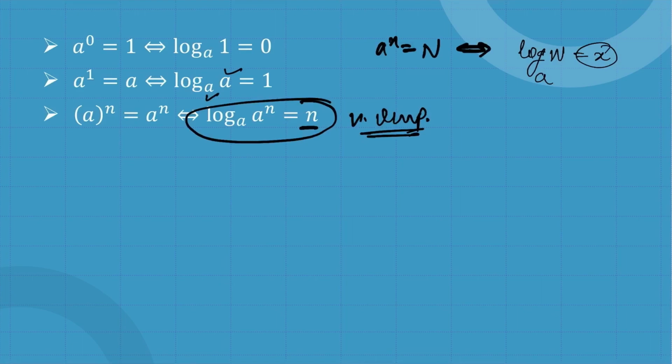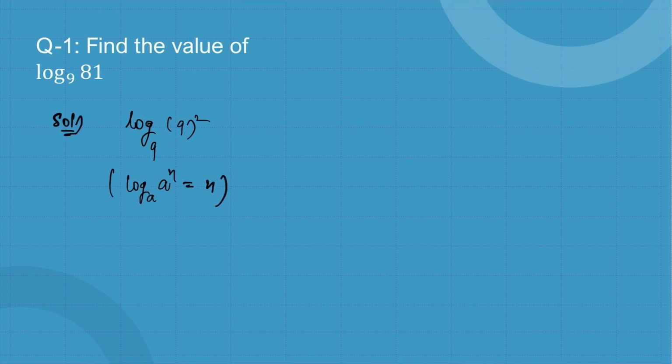Now we start some problems to understand this concept more clearly. Let me start. Question number 1: find the value of log of 81 with base 9. In the solution, 81 can be written as 9 squared. Using the result, log with base a of a raised to the power n will be equal to n, it will be equal to 2. So the answer of log 81 base 9 will be equal to 2.